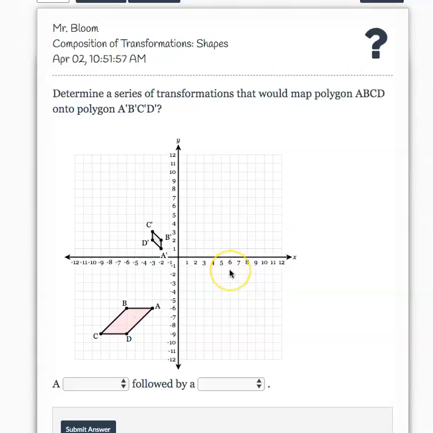Okay, this is Mr. Bloom. I'm talking about Delta Math compositions. When we're doing this, we're looking at two compositions and they give us choices. But the things I've got to be thinking about: this shape is my final resting place, and this shape is my original.